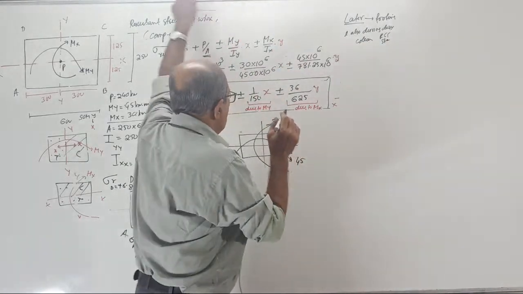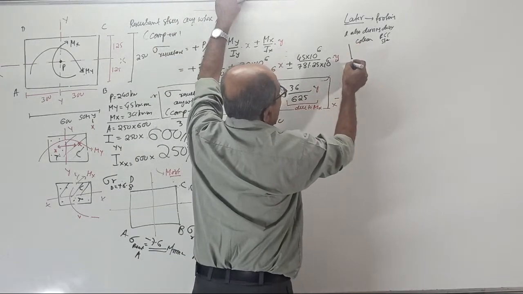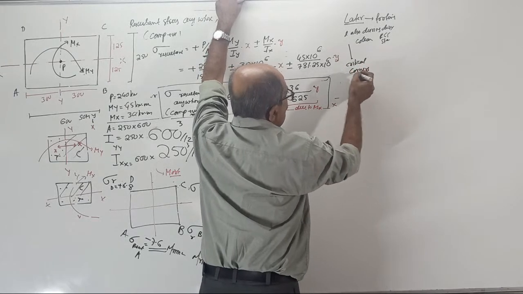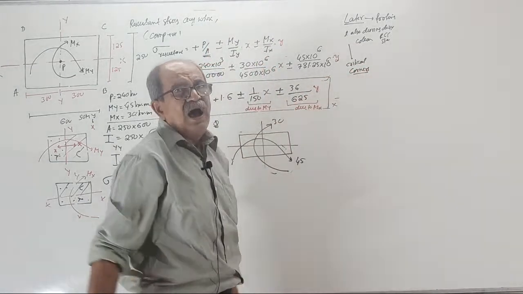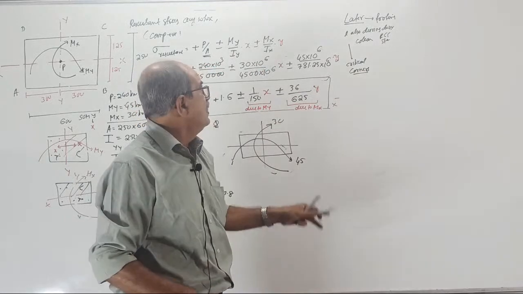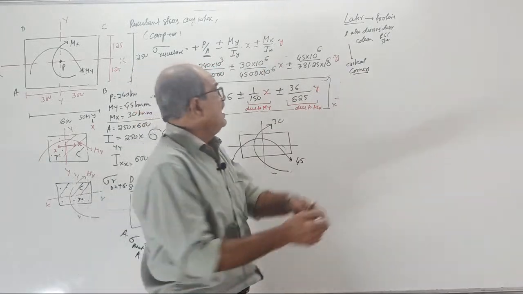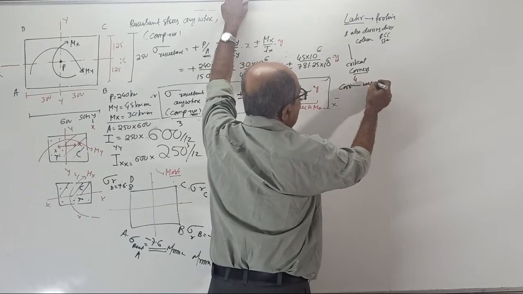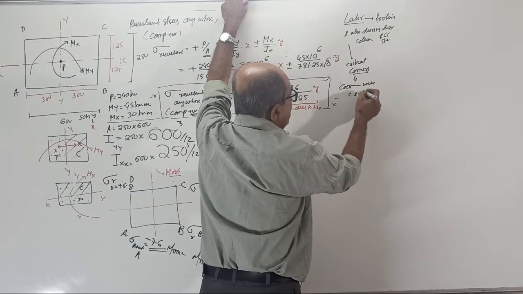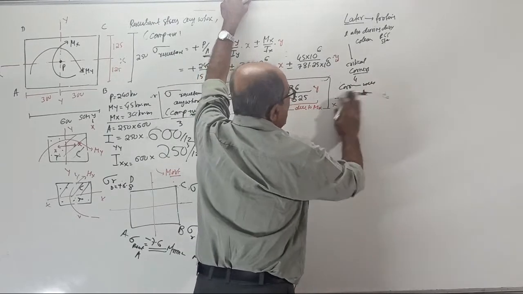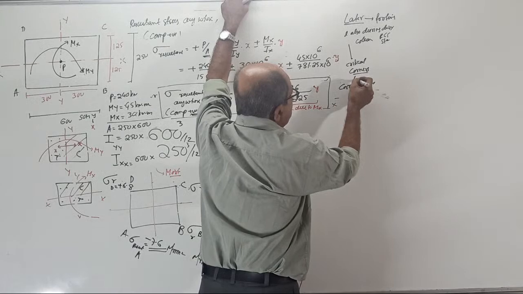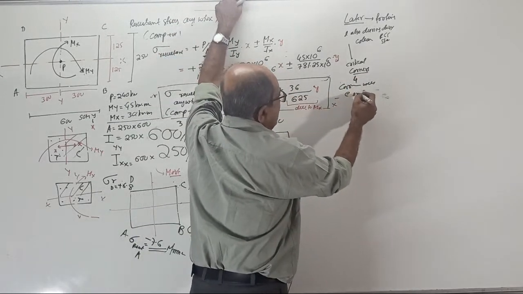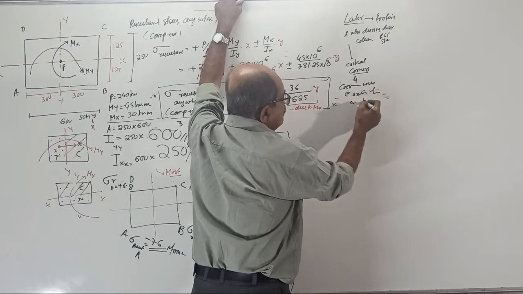So when you want corner stresses, the critical is always the corner. One corner it will be maximum, other corner it will be minimum. All the four corners will be at the extreme fibers with respect to both the axes.